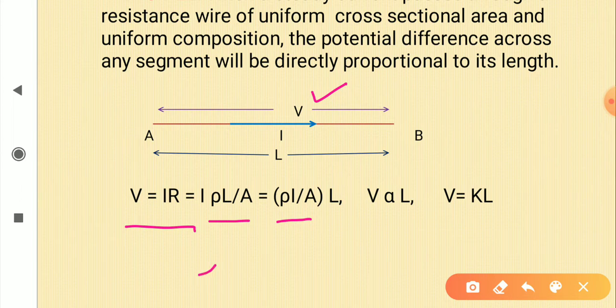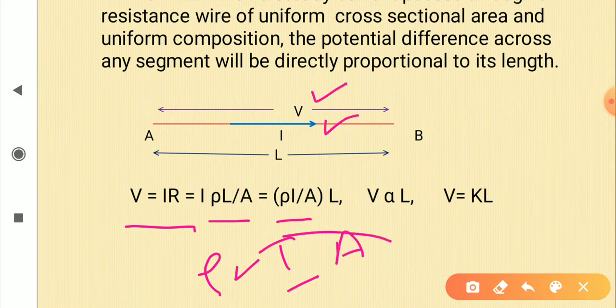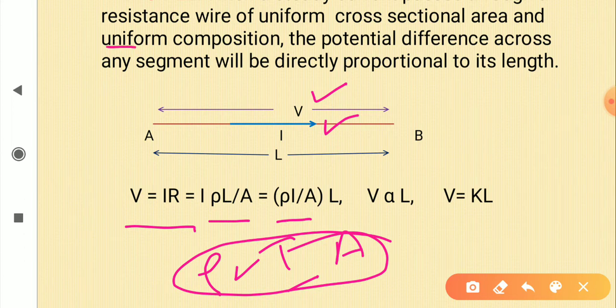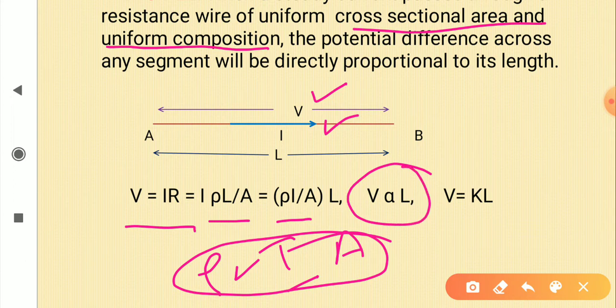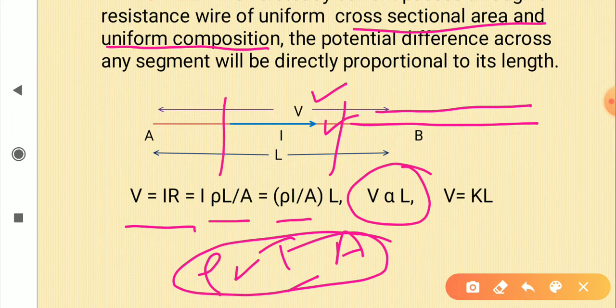Now rho is constant for the given resistance wire, it is resistivity. I is constant because the current is constant, it is steady current, and area of cross section is also constant for a given resistance wire, and we are talking about uniform composition and uniform cross sectional area, right? So we can say that V is proportional to L, or potential difference is proportional to the length of the wire. If the length of the wire increases, potential difference will also increase. If the length of the wire is decreased, potential difference will also decrease.